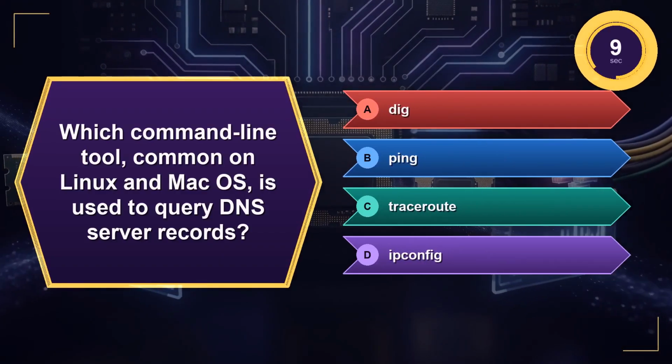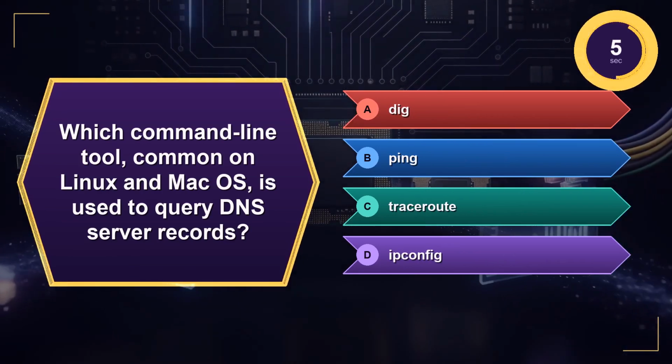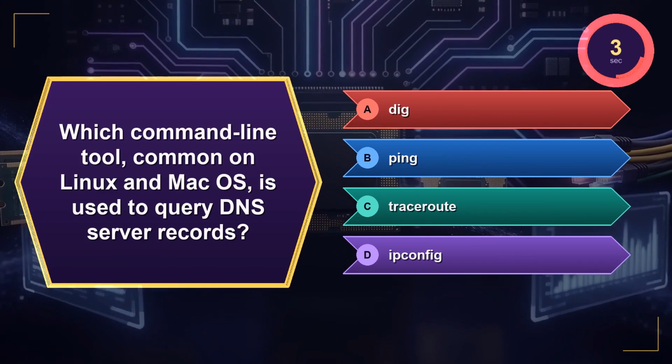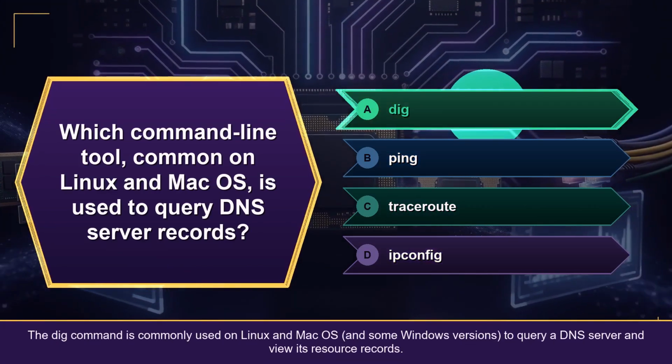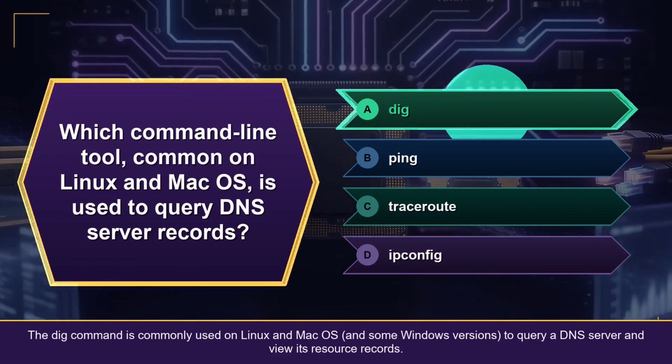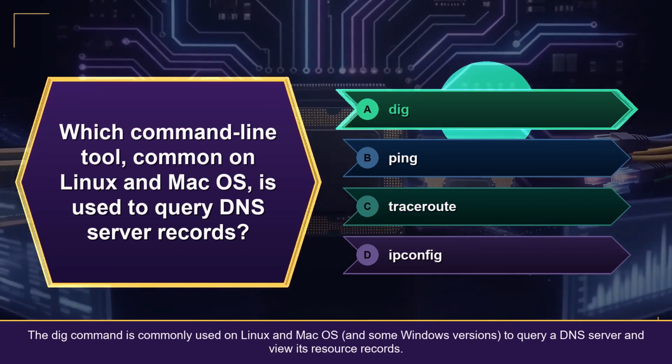Which command line tool, common on Linux and Mac OS, is used to query DNS server records? The dig command is commonly used on Linux and Mac OS, and some Windows versions, to query a DNS server and view its resource records.